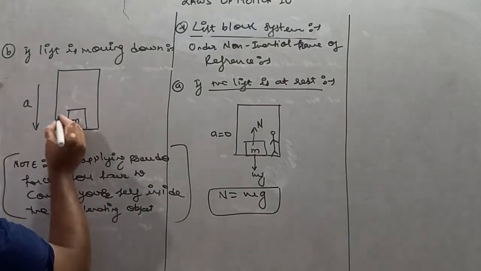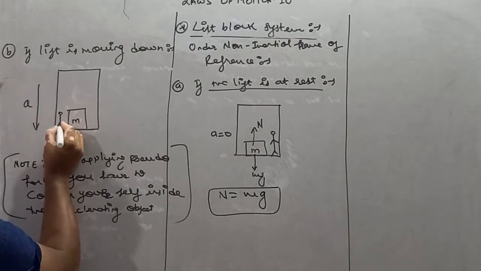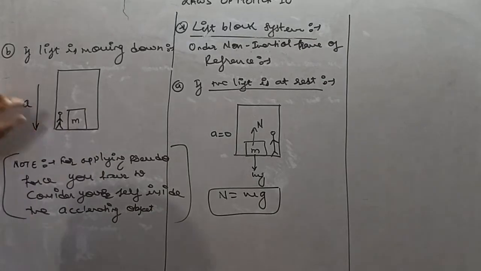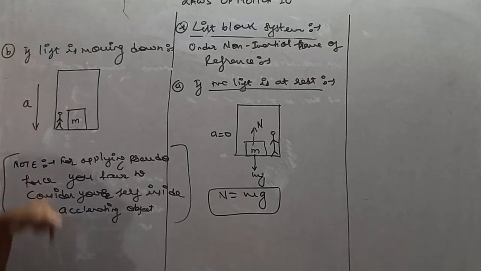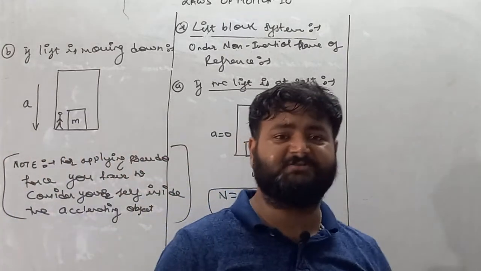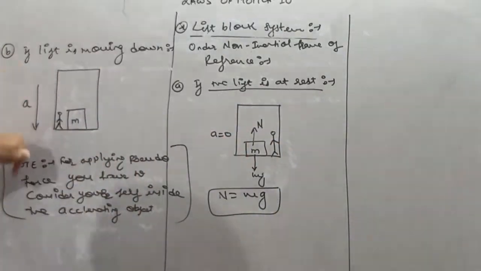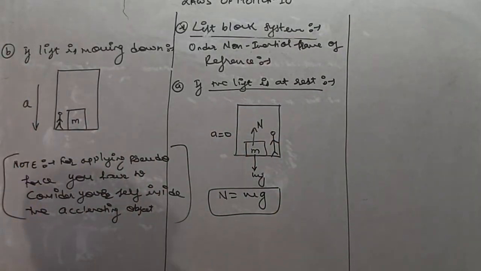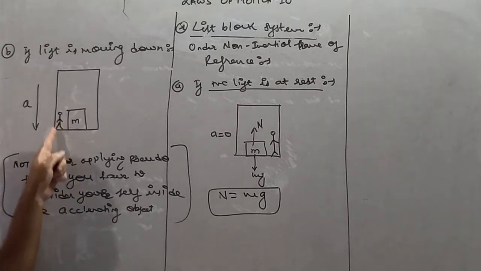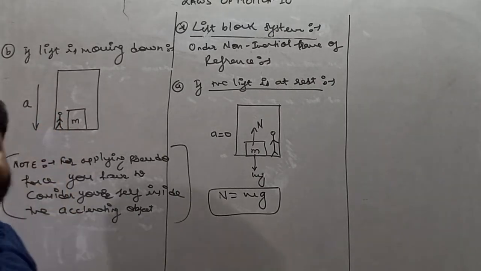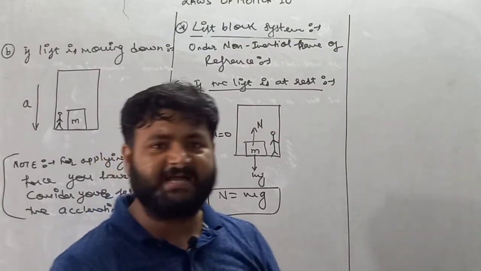So, my dear student, I just imagine that the observer is standing inside the lift and the lift is accelerating in the downward direction. So see, dear student, if the lift is accelerating in the downward direction, then it is obvious that the observer is also accelerating in the downward direction.